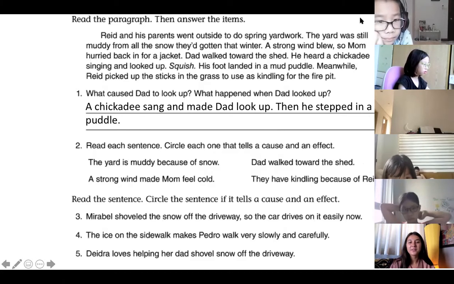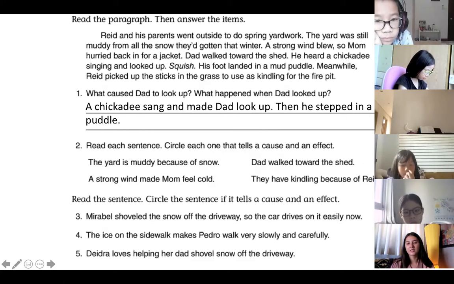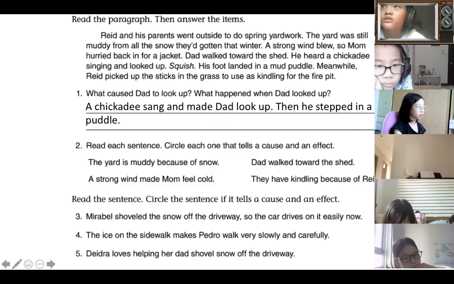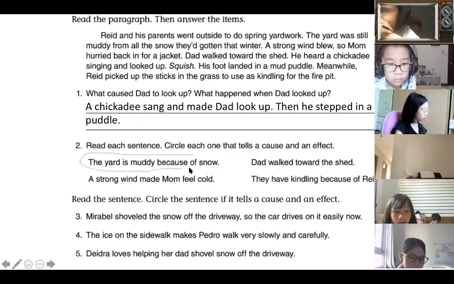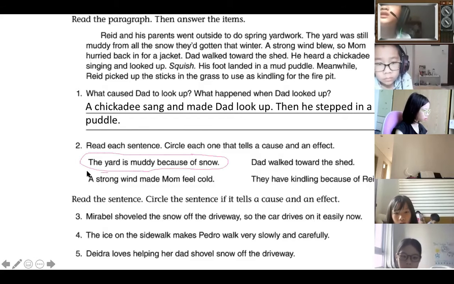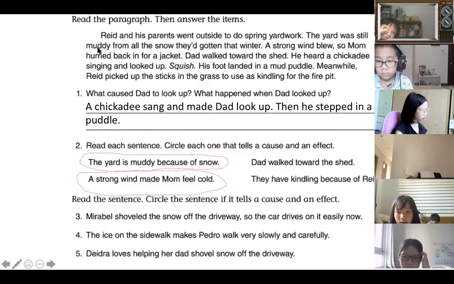Okay, number 2. Read each sentence and circle each one that tells a cause and effect. Okay, Katie, go ahead. The yard is muddy because of snow. A strong wind made Mom feel cold. They have kindling because of Reed. Good job. Well done.